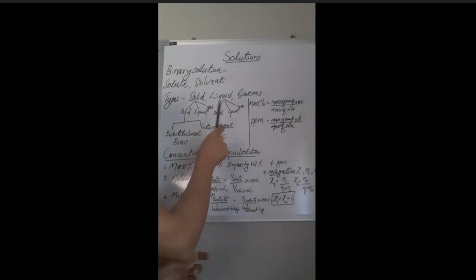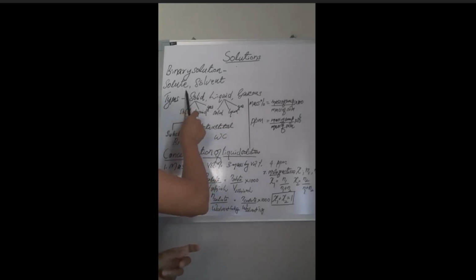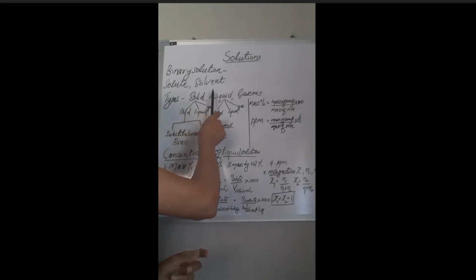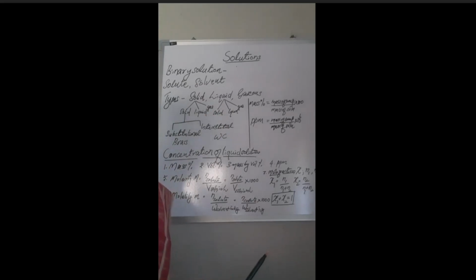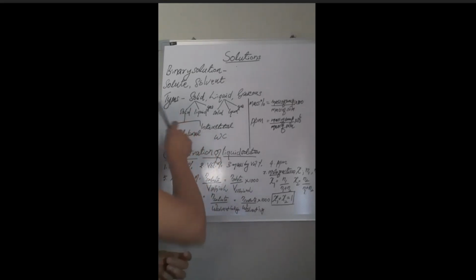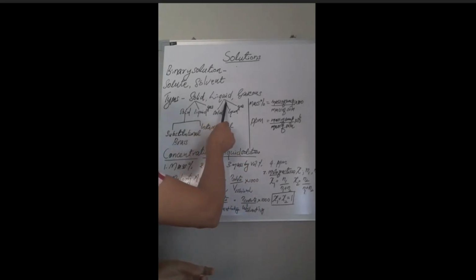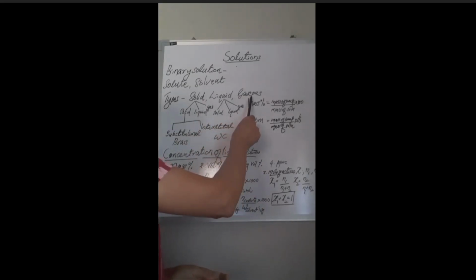Again, as you know, the solute is the component which is present in small quantity, and the solvent is the component which is present in large quantity. For example, in a sugar solution, sugar is the solute and water is the solvent. Then, based on the physical state, solutions can be classified into solid solutions, liquid solutions, and gaseous solutions.